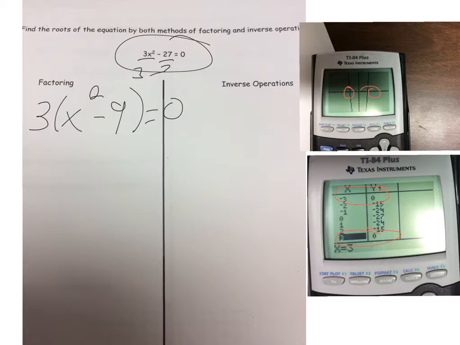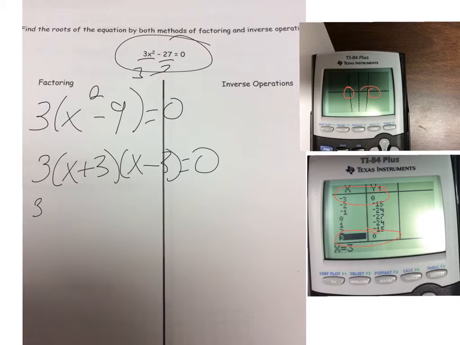I'm going to factor x squared minus 9. That's a difference of perfect squares. 3 times x plus 3 times x minus 3. That's my difference of perfect squares. Two numbers that multiply to be negative 9 that add up to 0 because there's no middle term.